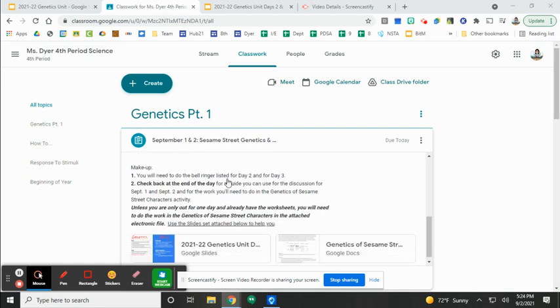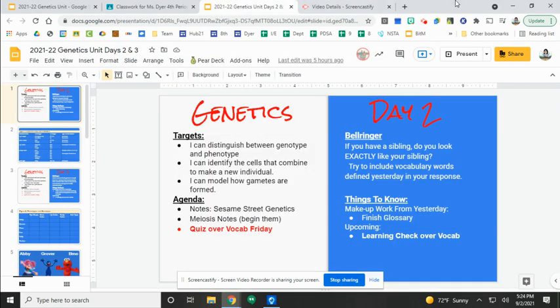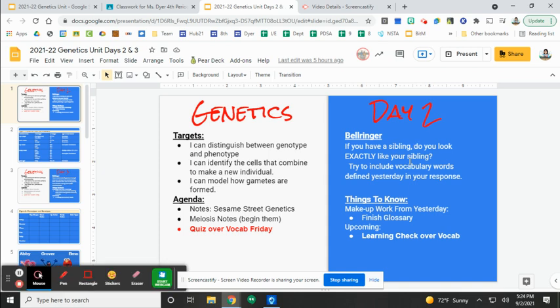And so we're going to start off with looking at bell ringer for day 2. So if you click on the slides that you have here, this is what should come up. And so take just a second and do the bell ringer. That you have done your bell ringer.